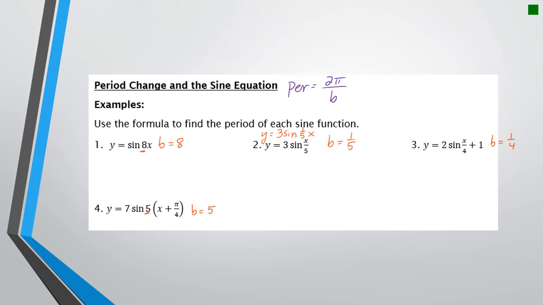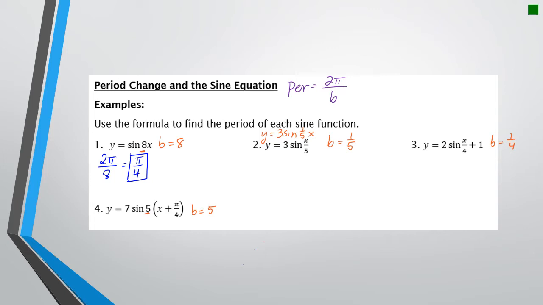So now the next thing I'm going to do is take that formula and plug those b values in for b. For number 1, it's going to be 2 pi divided by b, which is 8. And then you have to see if you can simplify. And in this case, I can. 2 over 8 reduces to 1 over 4. So my final answer for the period of this equation would be pi over 4. You could write 1 pi over 4, but it's not necessary.